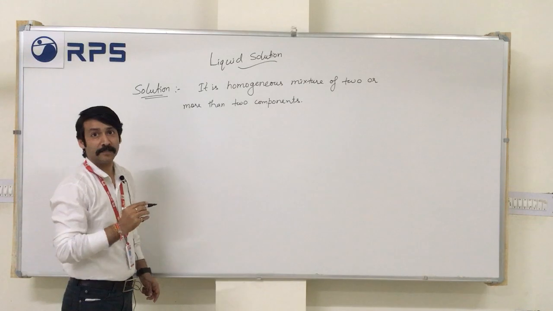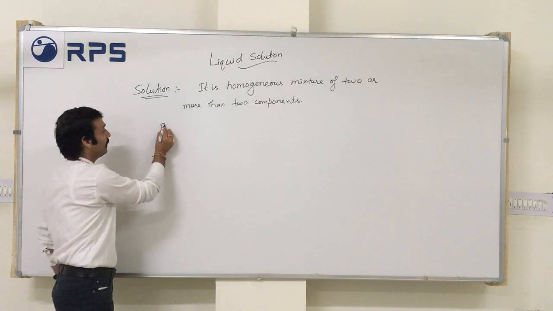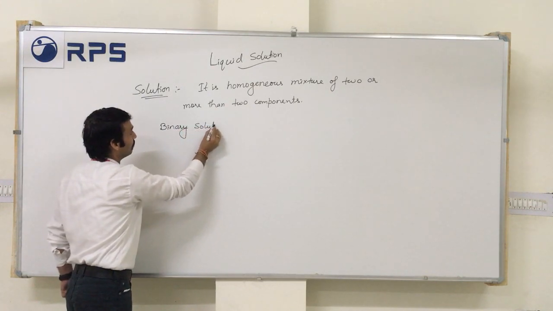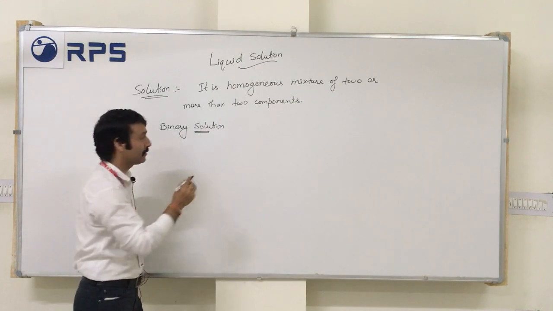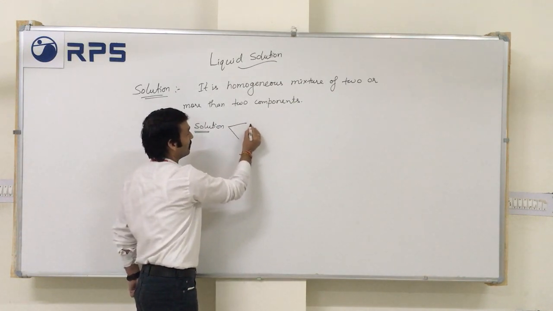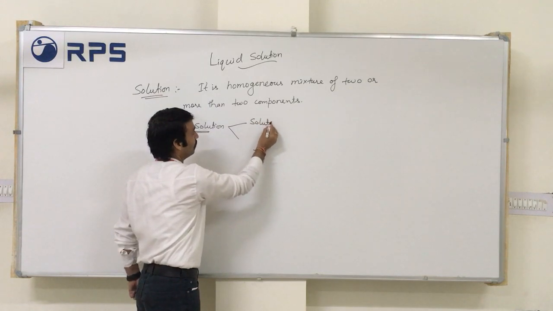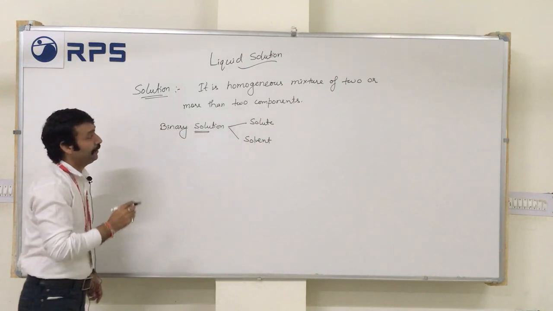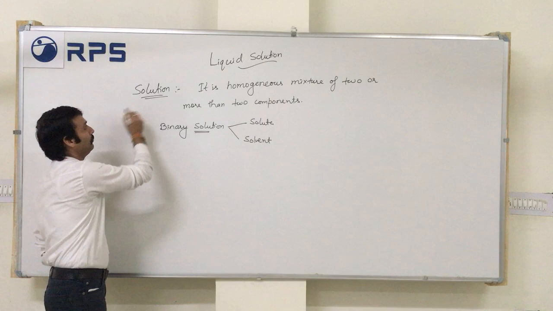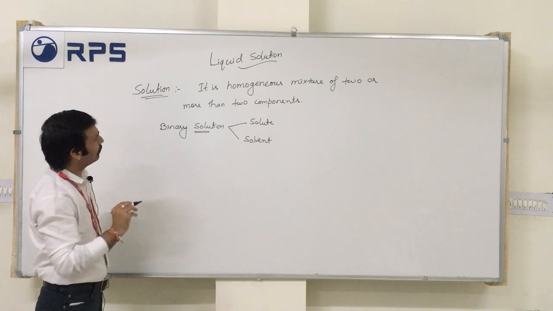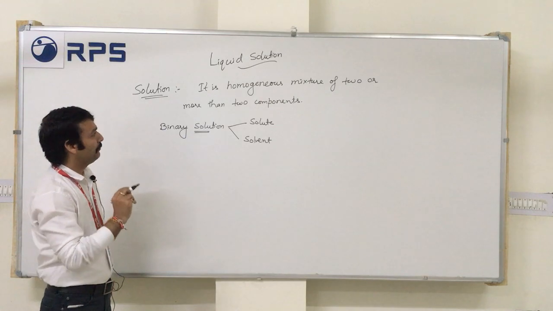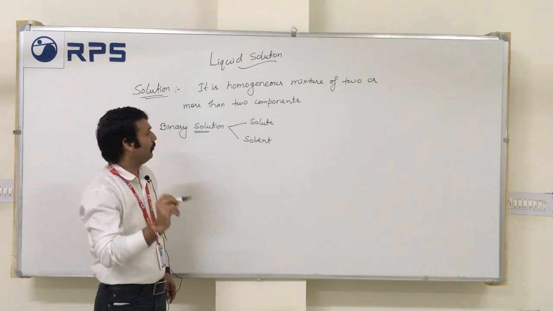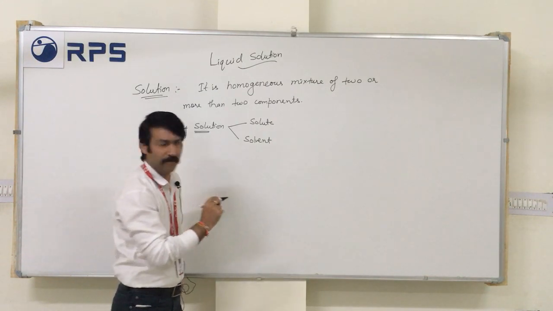But in our syllabus, we study only binary solution. Binary solution means there are only two components. One is solute and the other one is solvent. Now, before binary solution, we have to know about the solvent, the type of solvents.